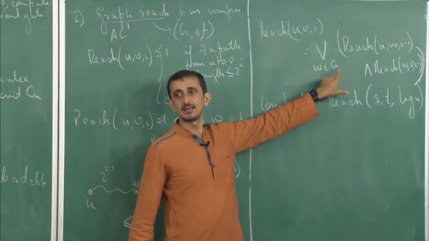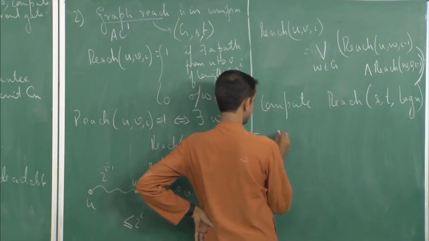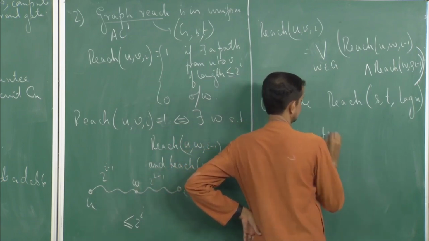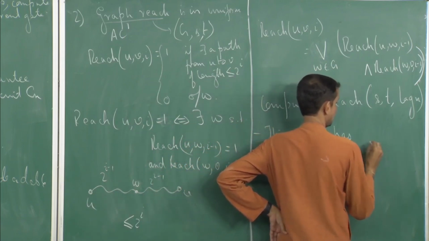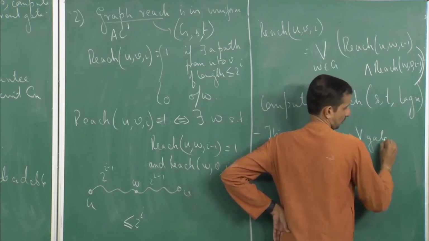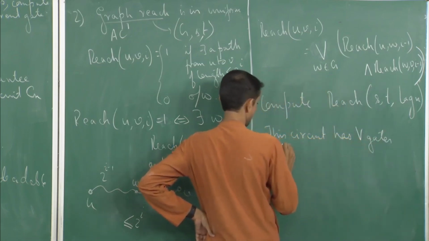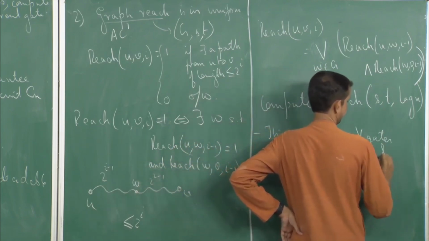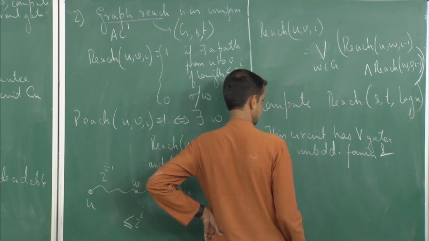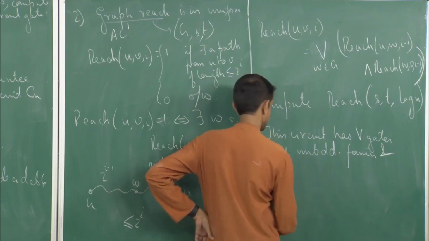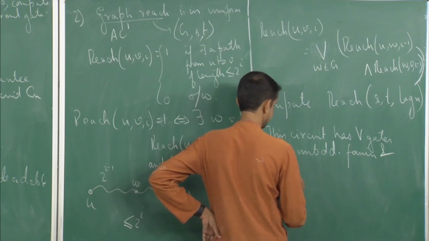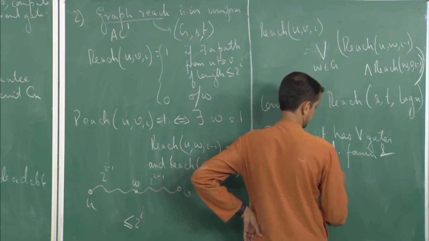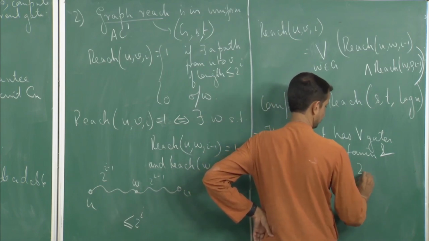This circuit has OR gates with unbounded fan in and AND gates of, in fact, fan in 2.